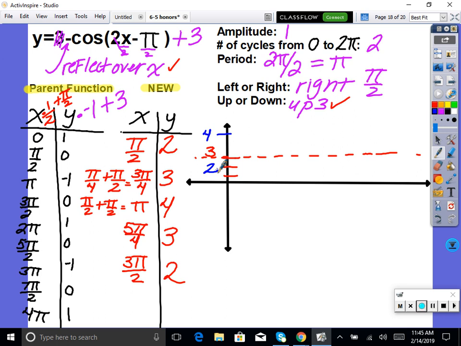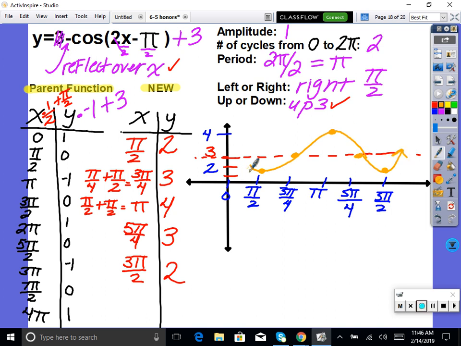And then from there, my x-axis here is 0, pi halves, 3 pi fourths, pi, 5 pi fourths, 3 pi halves, 5 pi fourths. And then plotting points. Pi halves up 2, 3 pi fourths up 3, pi up 4, 5 pi fourths 3, and then back down to 2. Questions on that?